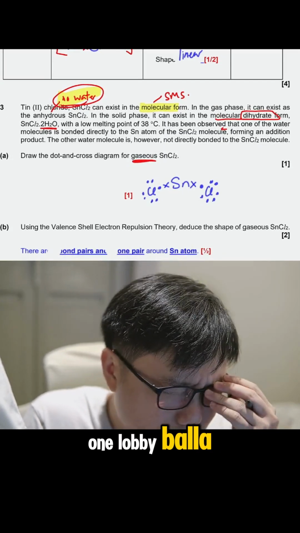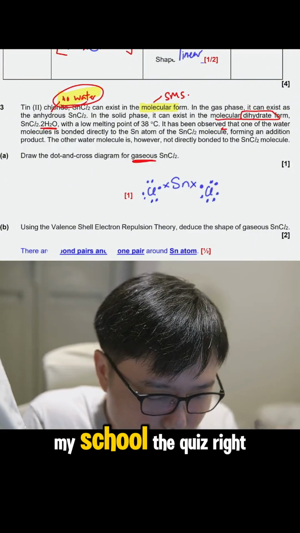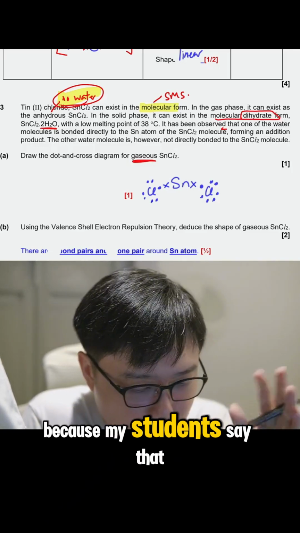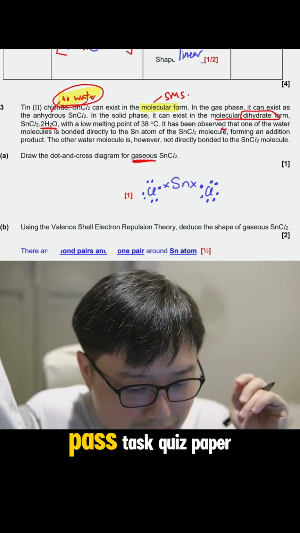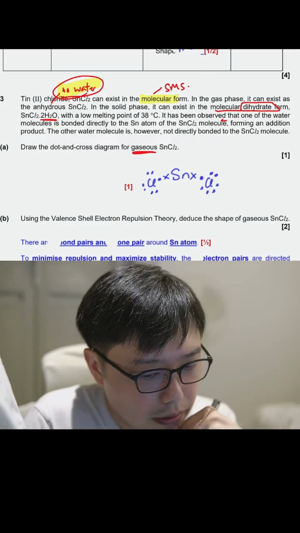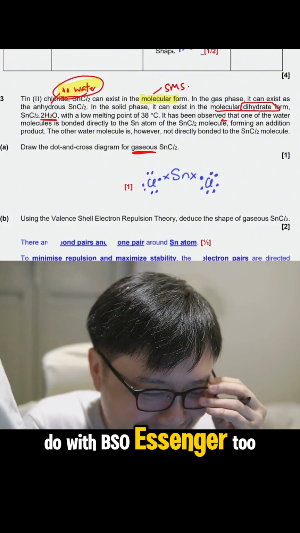Daniel, this one not paper lah. This one is like a past long time ago my school the quiz, right? So I just take it for practice lah. Okay, because my students say that they need some practice on chem bonding, so I just use some past test quiz paper and then just do some practice lah. Okay, definitely this has nothing to do with PSLE science, too far away.